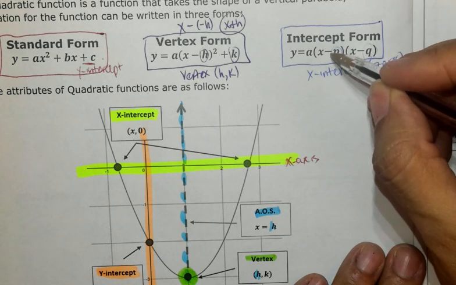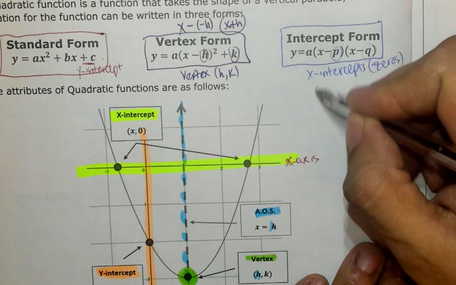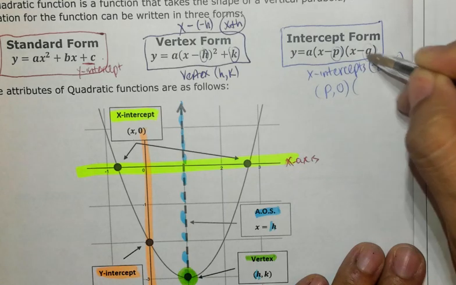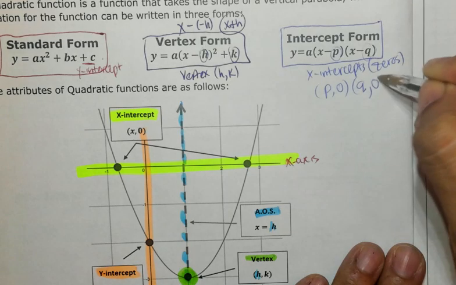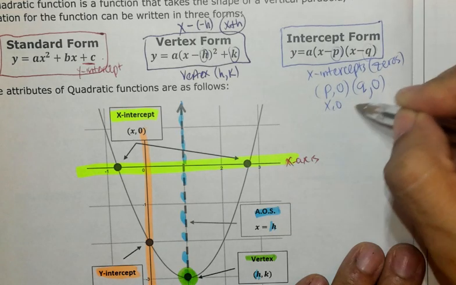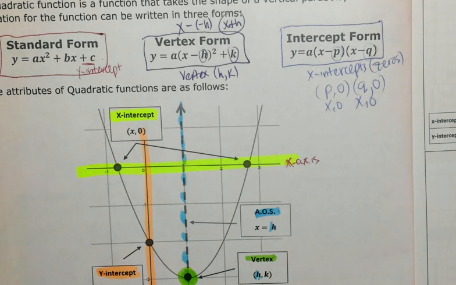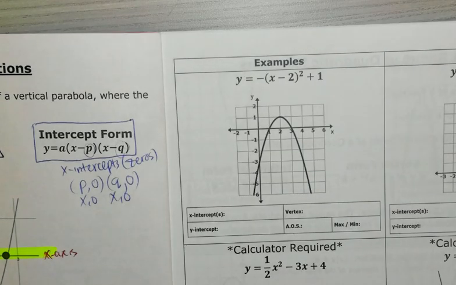But you also, once again, need to make sure it's x minus p, x minus q. And your x-intercepts end up being whatever those numbers are, p comma 0 and q comma 0. So they're both x-intercepts. They're just written p and q separately. All right, so we're going to have 3 examples right here to point those out.